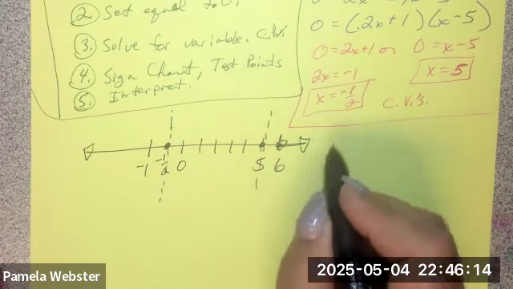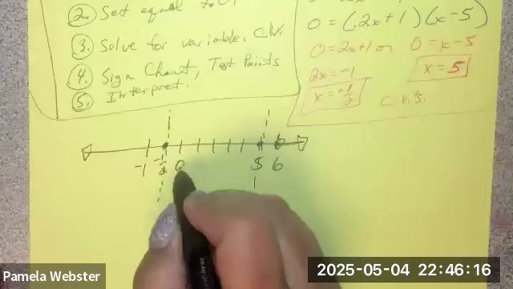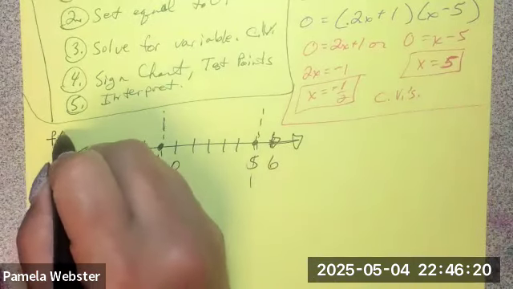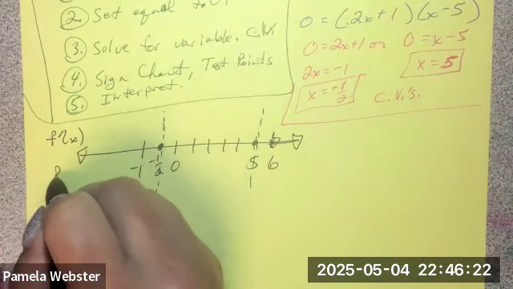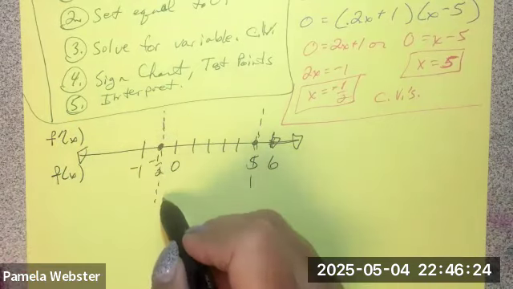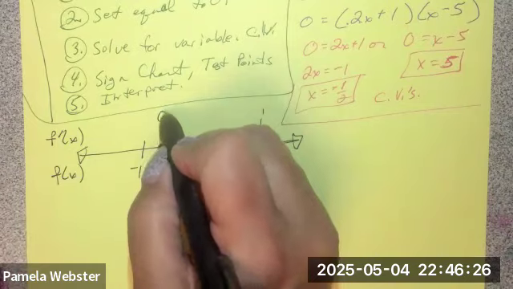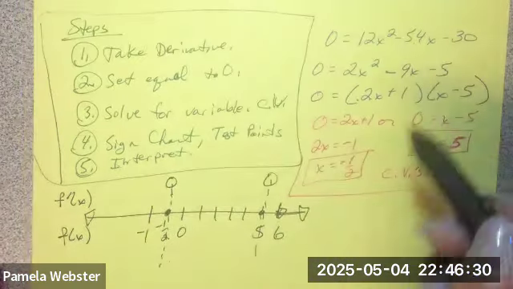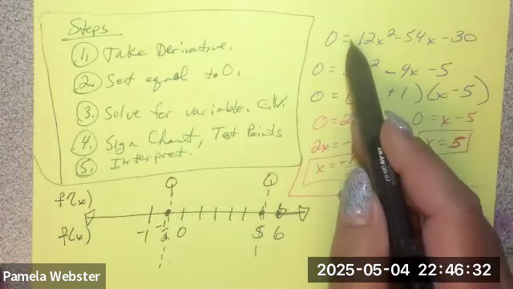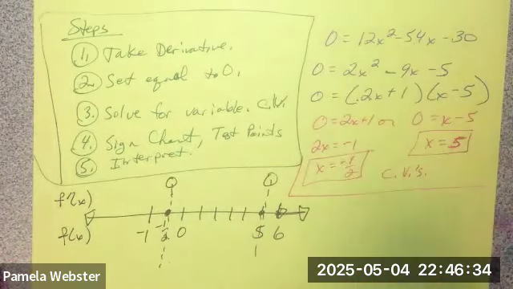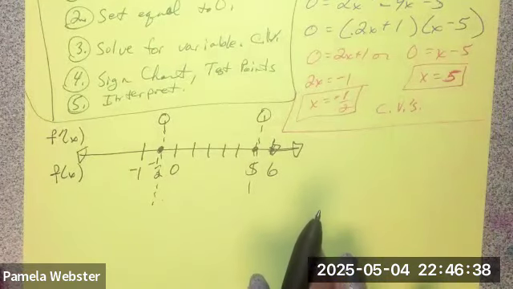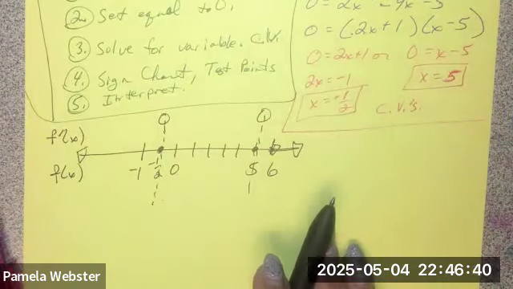All right. So on the top, I'm going to put f prime of x. On the bottom, I'm going to put f of x. Okay, so these are zeros. I know they're zeros because I forced it to be 0. I took the derivative and I said equals 0. They are zeros. They are critical values. We'll find out if they're maxes or mins in a minute, okay?